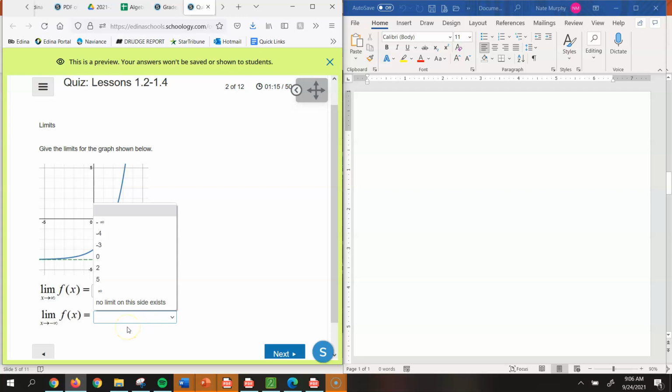And on the left side of the graph, since there's a horizontal asymptote at -4, that means the graph is getting closer and closer to where y is -4. So -4 would be the limit for the left side of the graph.